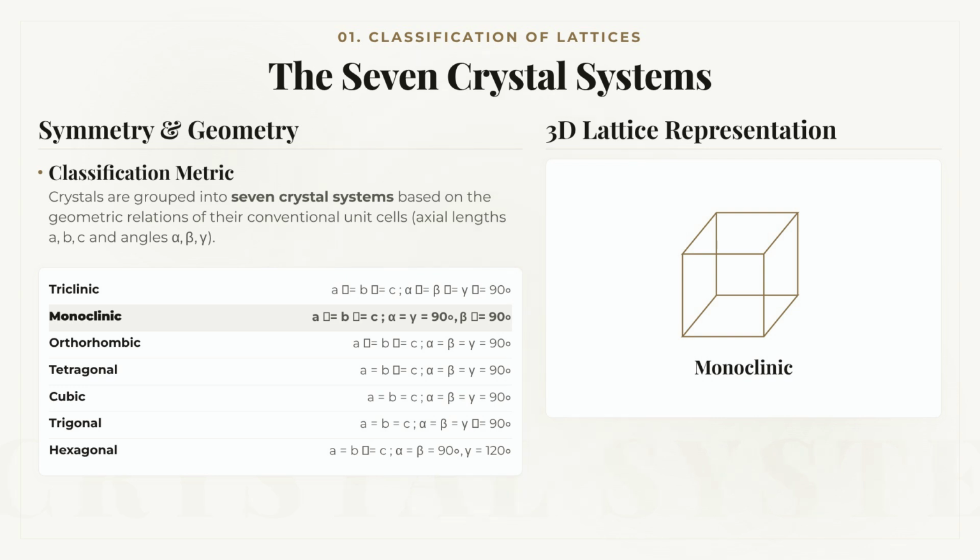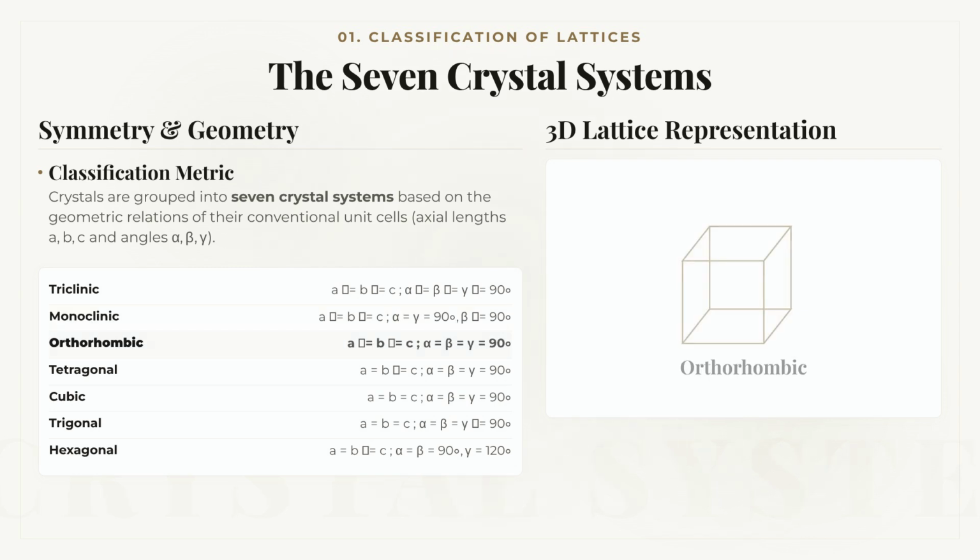Here also, the 3 edge lengths are unequal. However, 2 angles, alpha and gamma, are equal to 90 degrees, while beta is different from 90 degrees. Thus, the conditions are a not equal to b not equal to c, alpha equals gamma equals 90 degrees, and beta not equal to 90 degrees.